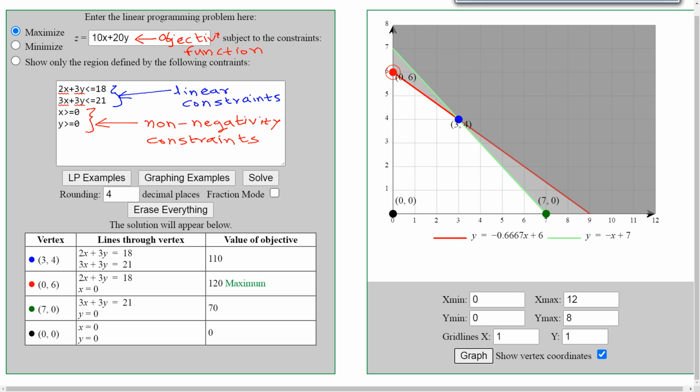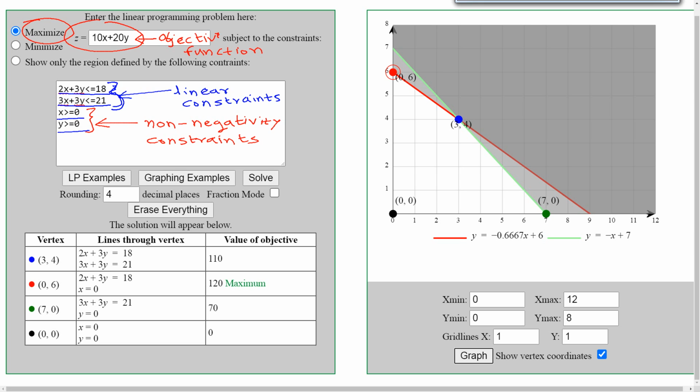So here the problem is to maximize the objective function z is equal to 10x plus 20y. The problem is of maximization, subject to these linear constraints. These are two linear constraints. First is 2x plus 3y is less than or equal to 18 and second is 3x plus 2y is less than or equal to 21. We also have non-negativity constraints. x is greater than or equal to 0 and y is greater than or equal to 0. We are going to solve this linear programming problem by the geometrical method.